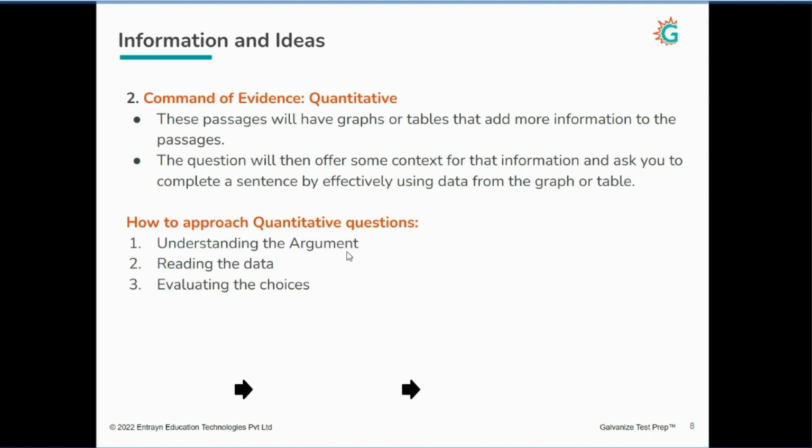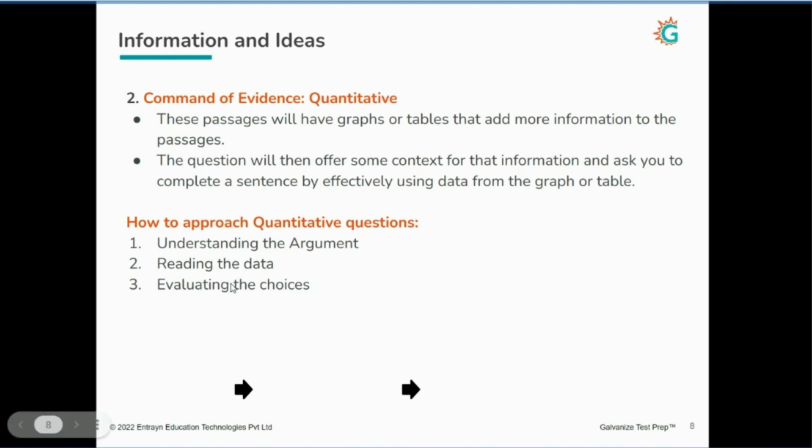Here it's very important to understand the argument. That is what you're looking for. Then read the data, because sometimes certain options may be correct according to the graph, but they may not support the argument. They may be irrelevant. They may be weakening the argument, or they may not be sufficient to establish the particular point made in the argument. It can be too specific, too generic, anything of the sort.